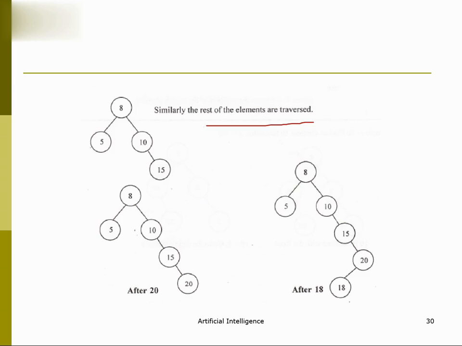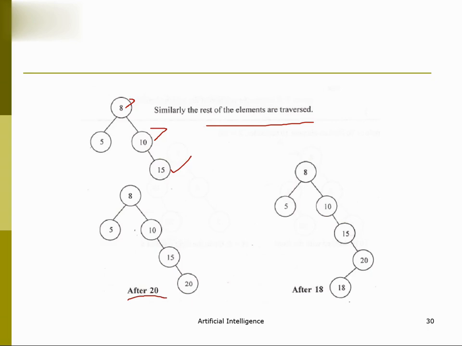Now 15, we find it is greater than 8. So we move towards the right. It's still greater than 10. So we move towards the right of 10. It occupies this position. Now after 20, the tree looks like this.